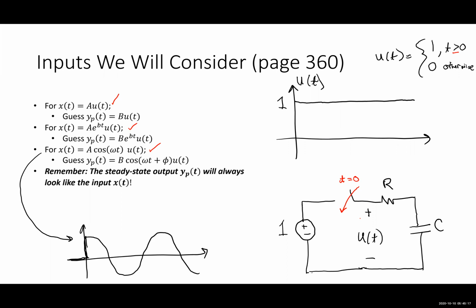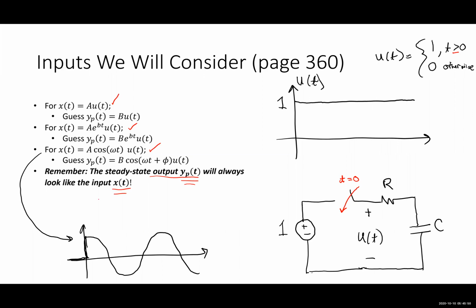So if I applied, let's say, a cosine as my input to the system at t equal to 0, then I would multiply that cosine by u of t. All right, now we'll see how we do that, right? How we use it. We don't usually keep the u of t around in our analysis. We basically just solve things specifically for t less than 0 and t greater than or equal to 0, okay? Now, a key thing to remember here is the steady state output, what we call y_p, the particular solution, always looks like the input x of t.